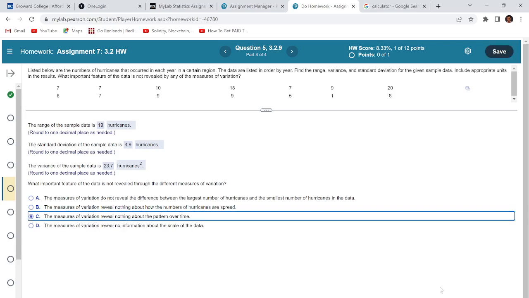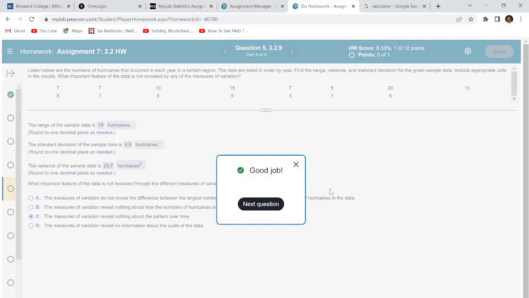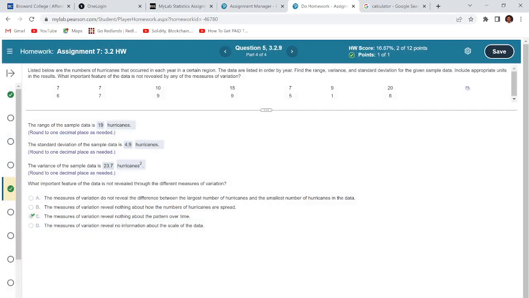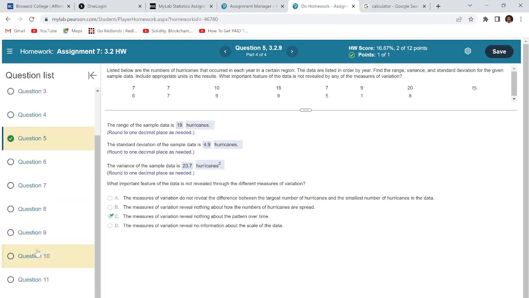So we can choose C, because as you can read here, all three other options are about the measures of variation. It tells you the variation, but the C option says the measures of variation reveal nothing about the pattern over time. We cannot say anything over time by using these measures of variation. Okay, that's number 5. Let's do one more problem.